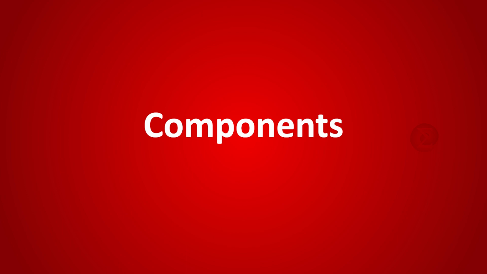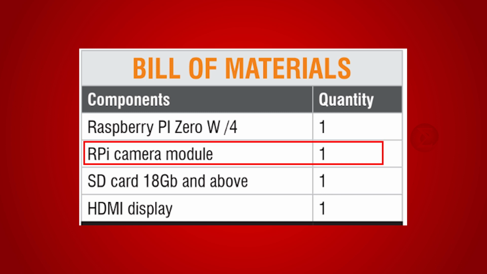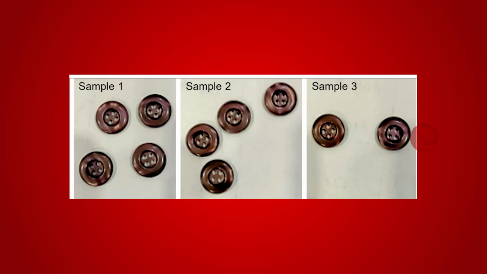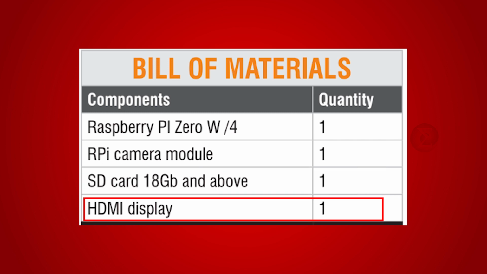The components used to develop this project are a Raspberry Pi 4 over which the system will run, an RPi camera module to collect images of the objects from various angles to create a database. In our case, the objects are buttons, an 8GB SD card to store images, and an HDMI display to display the QR code for testing and running the ML model.